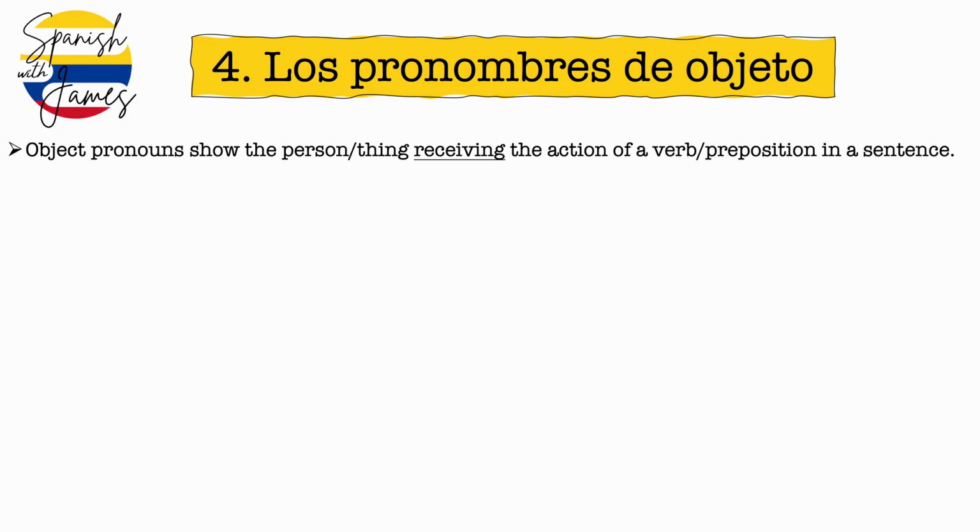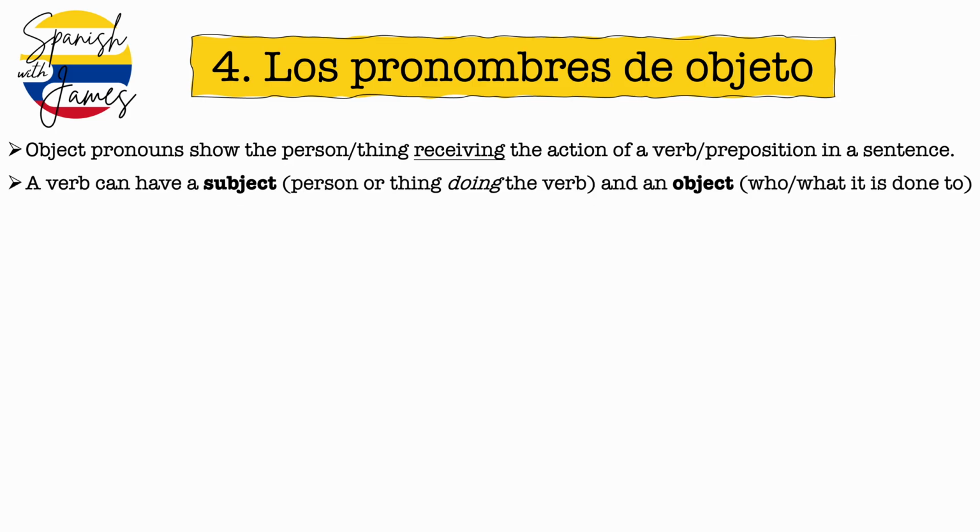And what that means is if the action is speaking, if you're speaking to someone, that someone is the object of the speaking. If you hit someone, the action is hitting and the person being hit is the object. A verb can have a subject and an object. The subject tells us who's doing the action of the verb, and the object is kind of who it's being done to or for, and so on.